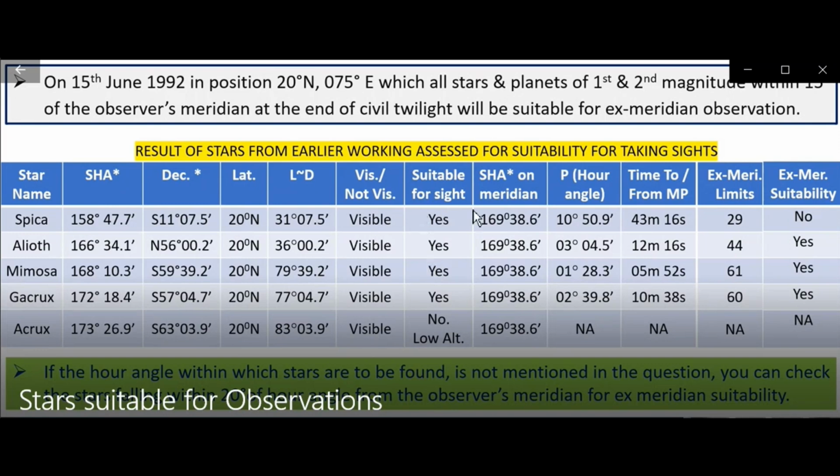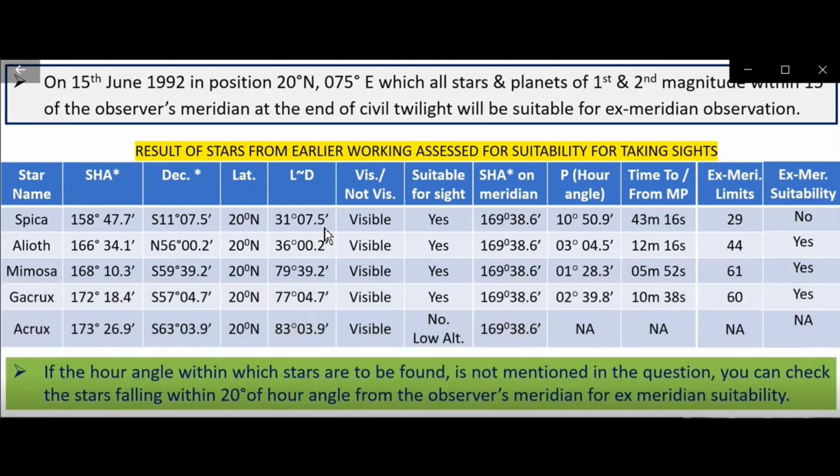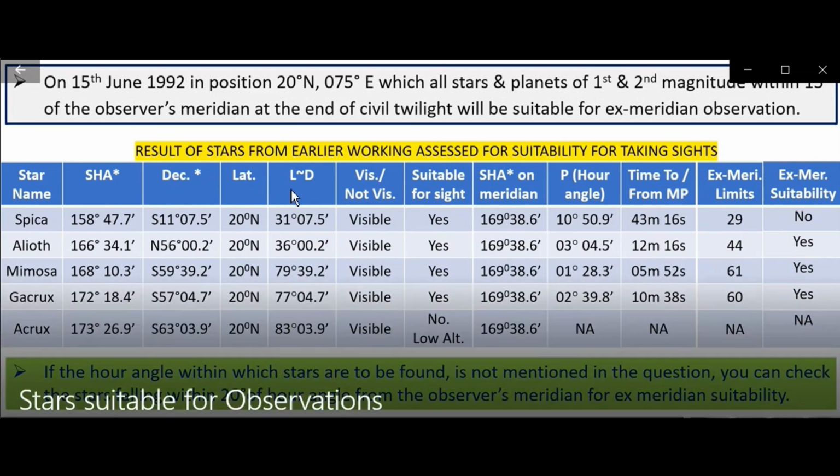फिर हमने चेक की suitability for sight. I told you that star has to be at a altitude greater than 10. So that means L difference D should be less than 80. So L difference D basically gives us the zenith distance. So हमें ये पता चला that 4 stars were suitable for sight. Now this last one, Acrux, was not suitable for sight because of its low altitude.